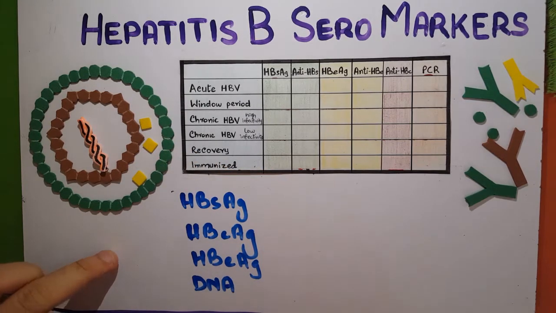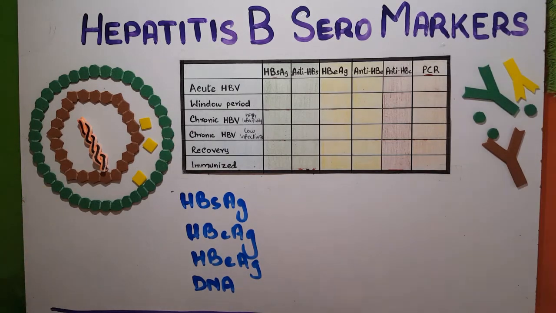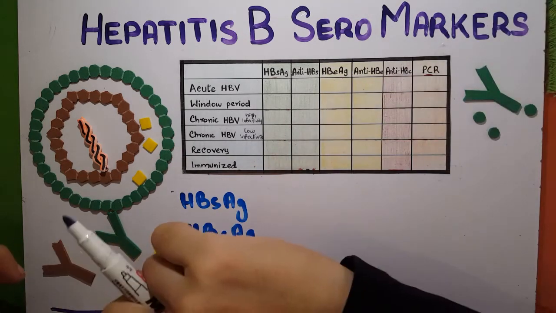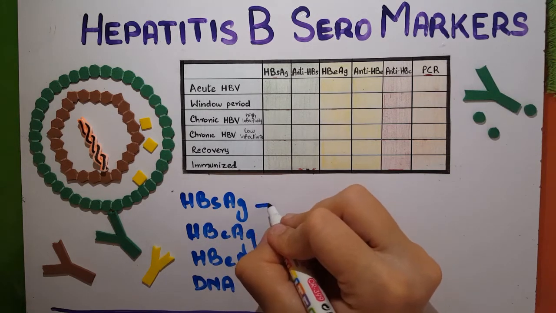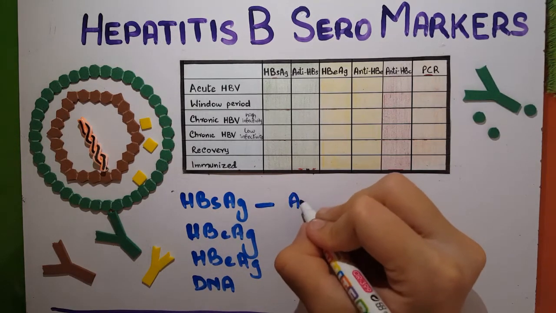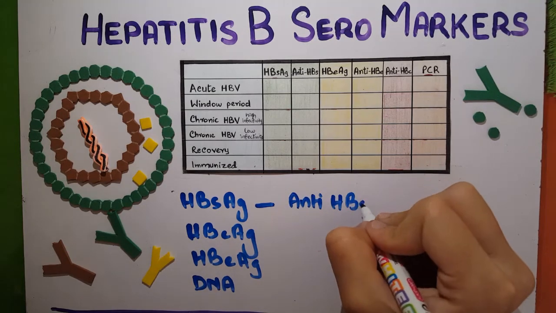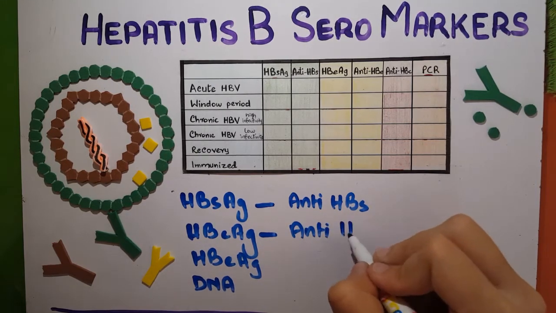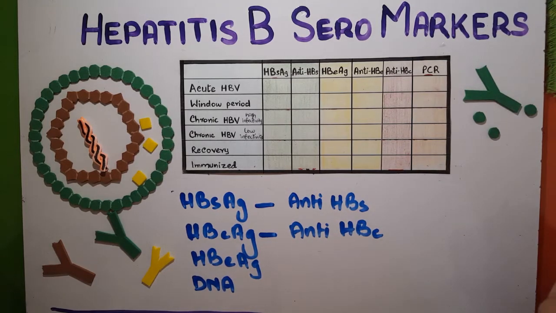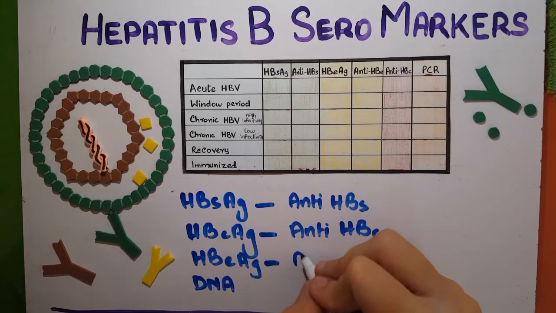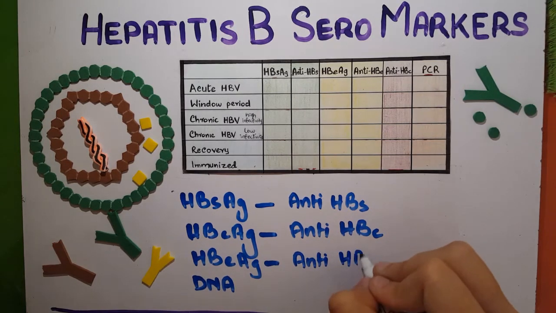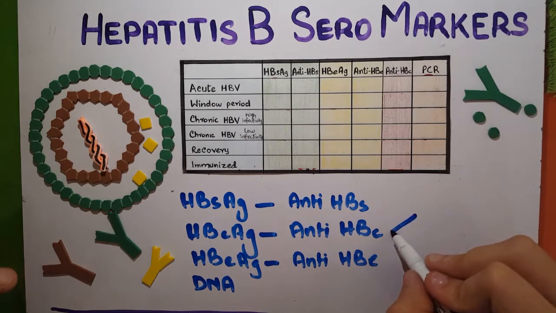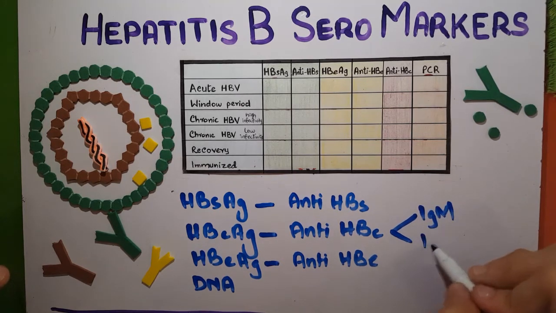Whenever there are antigens, antibodies are formed against them. So all of these antigens will have counter antibodies formed against them. HBS antigen will have a counter antibody called anti-HBS or HBS antibody. HBC will have anti-HBC or HBC antibody, and HBE will have anti-HBE or HBE antibody. This anti-HBC is further divided into two types, IgM and IgG.